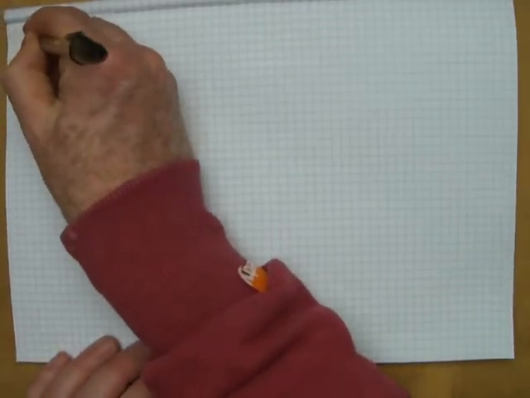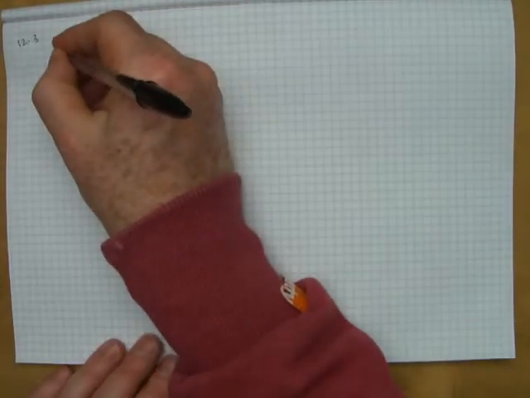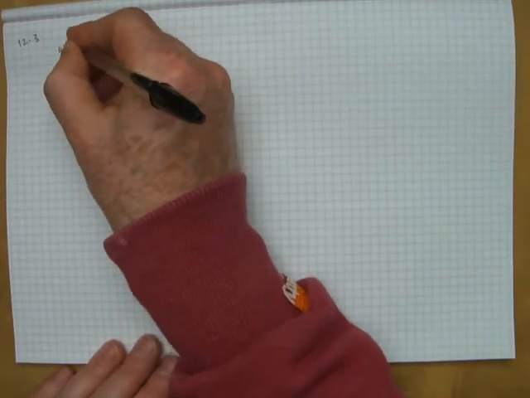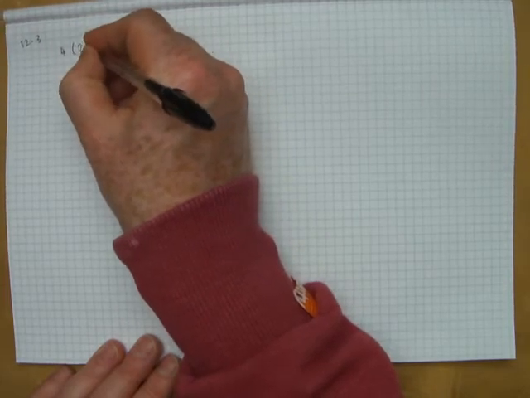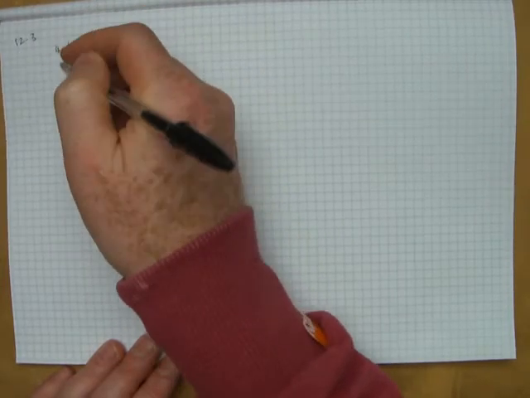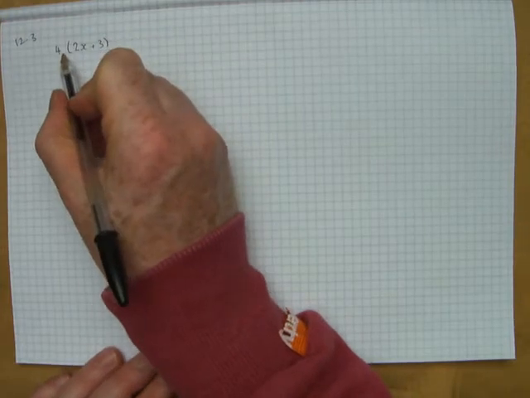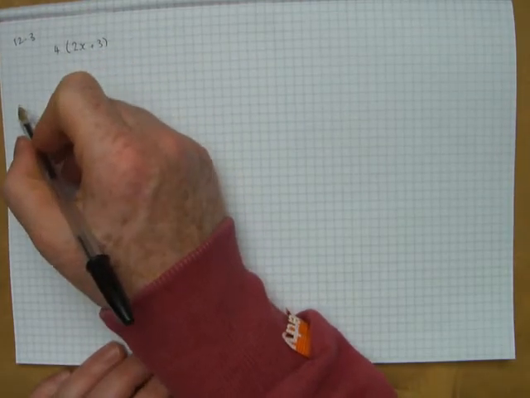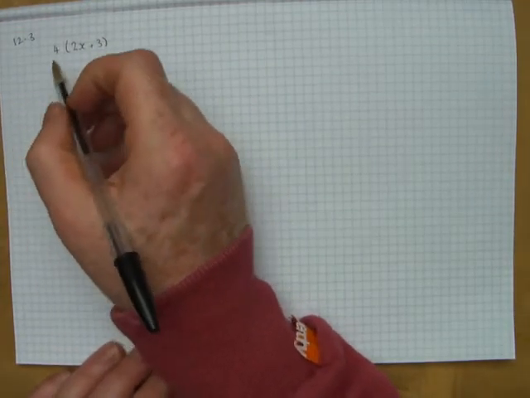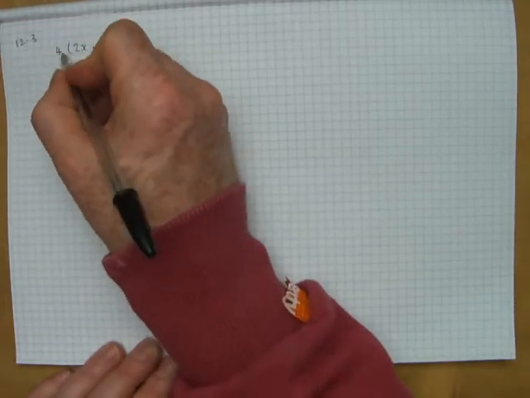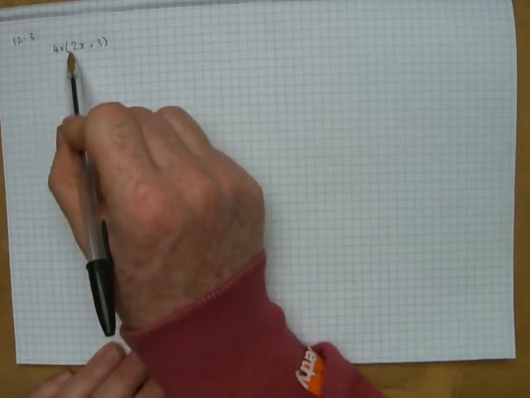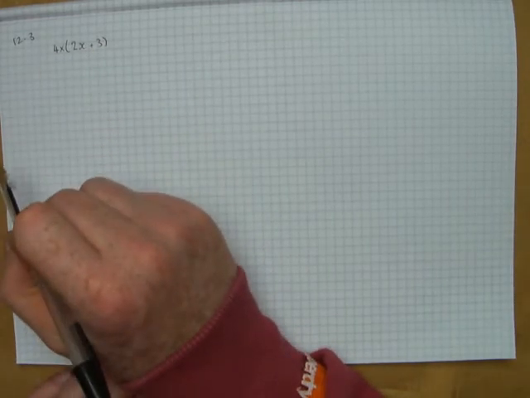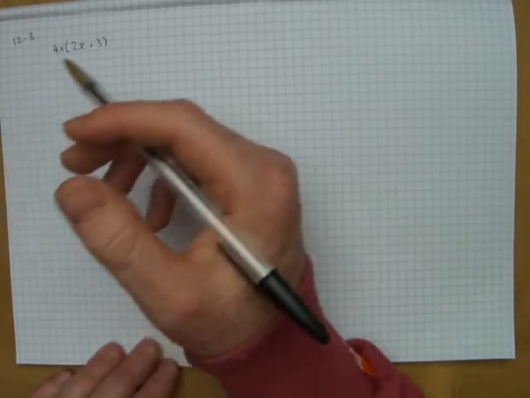Okay, 12.3, multiplying out brackets. Now if we've got a number outside of a bracket, so 4 bracket 2x plus 3, there isn't a symbol between the 4 and the bracket. Well, there is. Doesn't look like it, but the symbol between that is a multiplying. So what we're doing is we're multiplying everything inside the bracket by the number outside of it. So we've got 4 lots of the bracket.